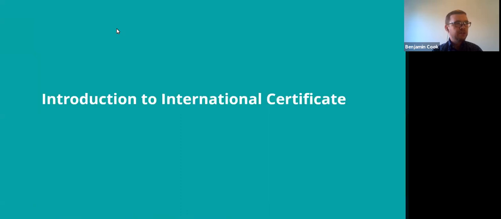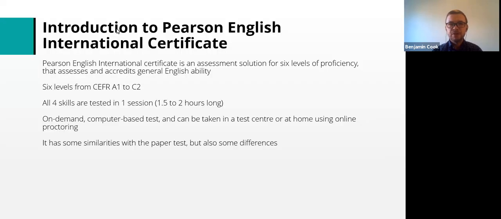So as I said, we'll start with a very quick introduction to International Certificate. International Certificate is an assessment for 6 levels of proficiency. So that's from the CEFR level A1 all the way up to C2. And there are 6 tests, 1 for each level. And it accredits and certifies general English ability. So this is everyday English, not specific to academic or business, but more of a general English proficiency.